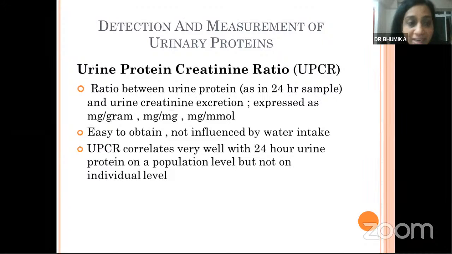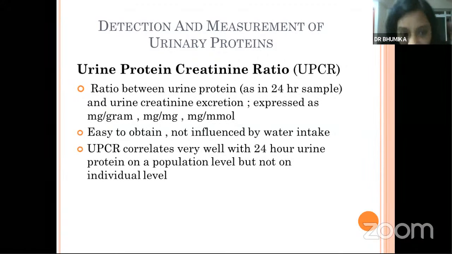So how is the UPCR, or the urine protein creatinine ratio, helpful? The ratio between the urine protein, as in the 24-hour sample, and the urine creatinine excretion is generally expressed as milligram per gram. It is just like an INR ratio. This urine protein creatinine ratio is also a single number because the milligram and the milligram both cancel each other, and what we get is a definitive number. Easy to obtain and not influenced by water intake. However, UPCR correlates very well with 24-hour urine protein on a population level, but definitely not on an individual level.